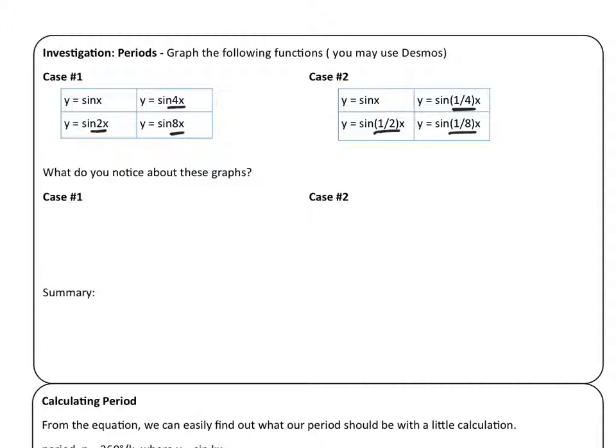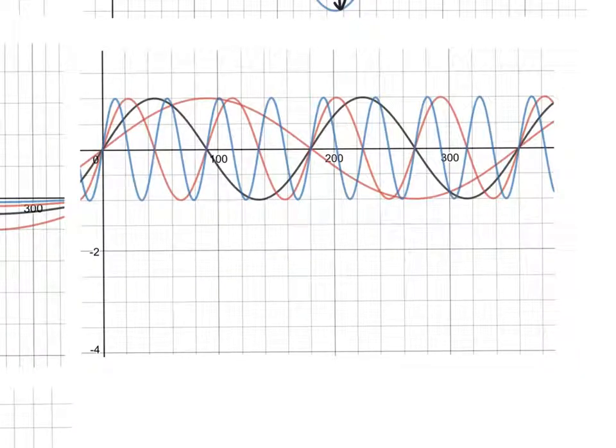If you did it in Desmos, let's see what you would have got and compare it with what I got. Here's the first example. You'll notice this red one I'm going over is our original, where it starts at 0 and ends at 360. Our second one, which was our 2, actually made it go through 2 cycles.